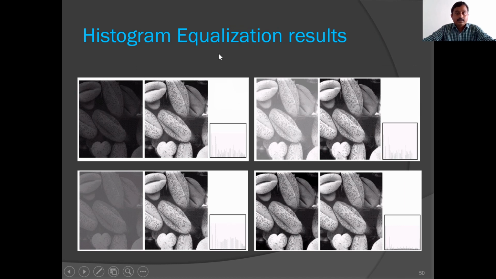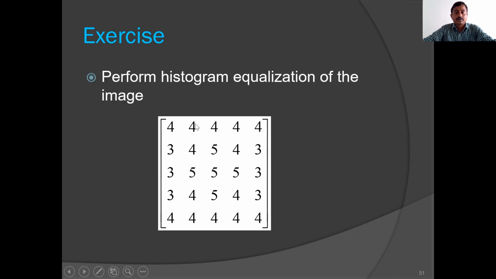These are actual results of the histogram equalization applied on the images that we have seen before. This was the dark image. This is after applying histogram equalization, and this is the resultant histogram. Okay, as you can see, we are getting the identical image as the output for these 4 types of images.